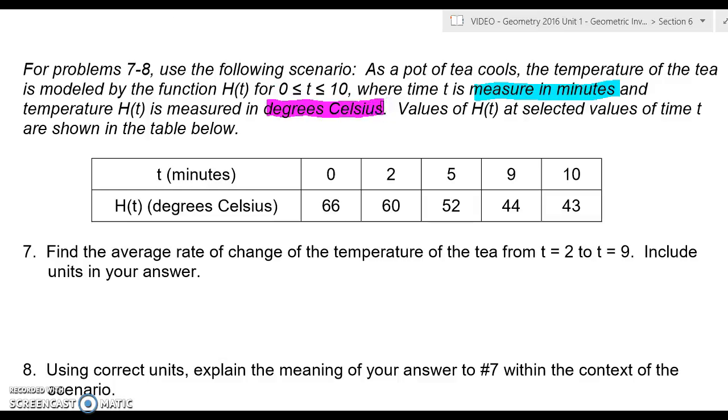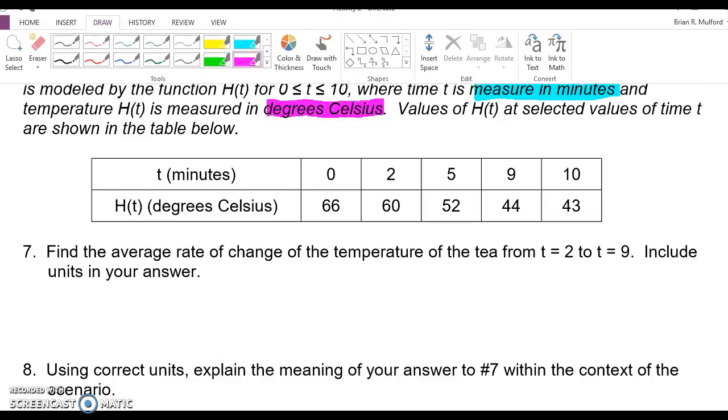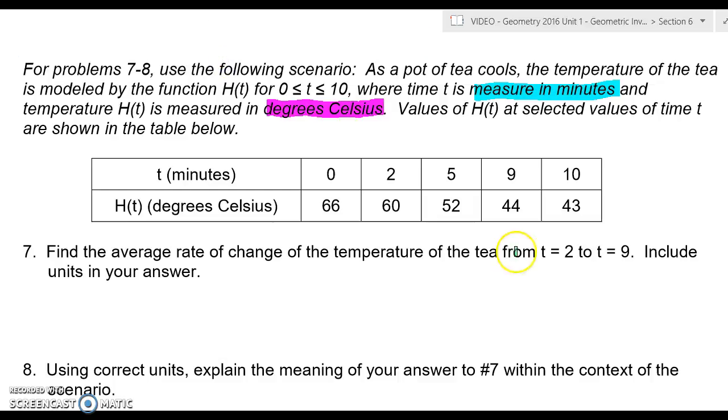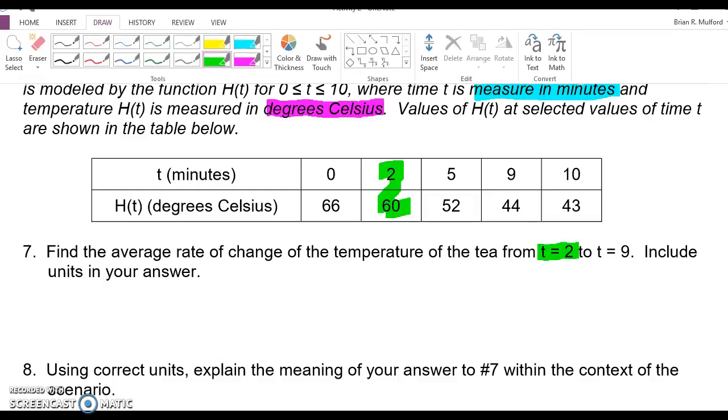Right there. Now, again, they tell us those in the table as well, so it's not like we have to sit there and go, I don't remember the units at all. They're in the table if we forget to highlight in the prompt itself. What we want to know is find the average rate of change of the temperature of the tea from t equals 2, there's my values at 2, to t equals 9.